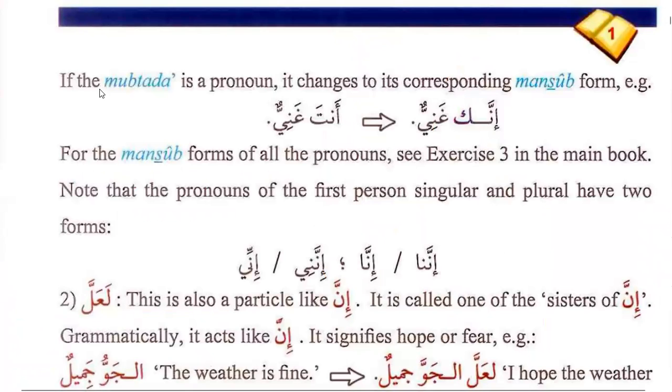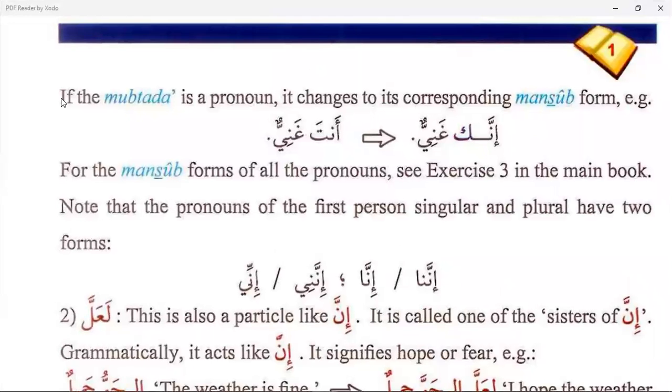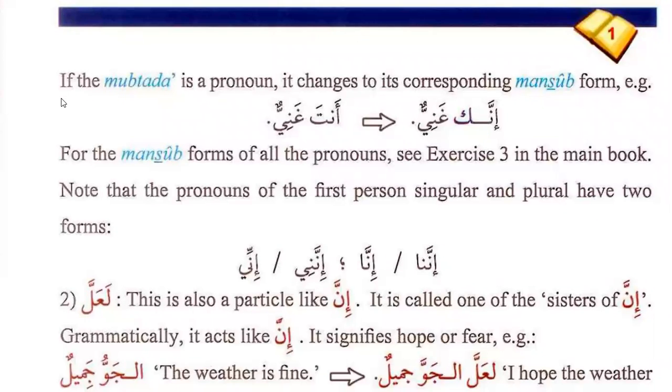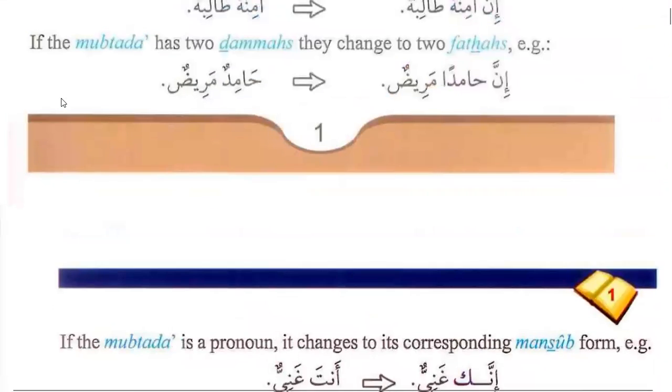Continue this one. If the mubtada is a pronoun, it changes to its corresponding mansub form. E.g. anta ghaniyun, innaka ghaniyun. For the mansub forms of all the pronouns, see exercise 3 in the main book. Note that the pronouns of the first person singular and plural have two forms. Innana, inna, innani, inni.